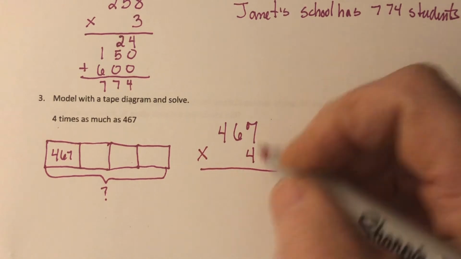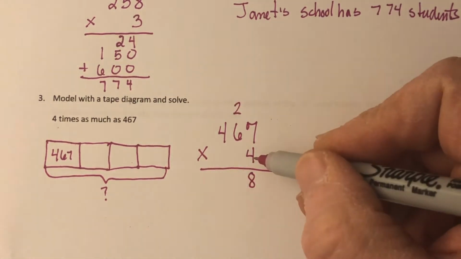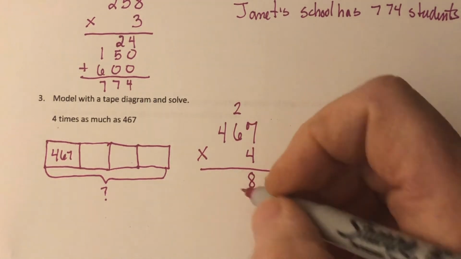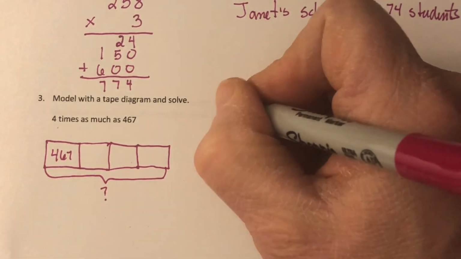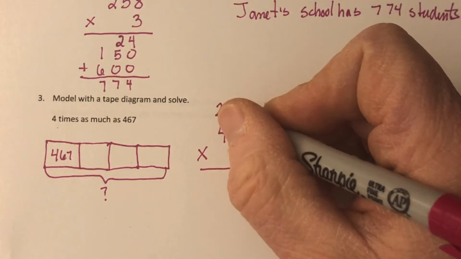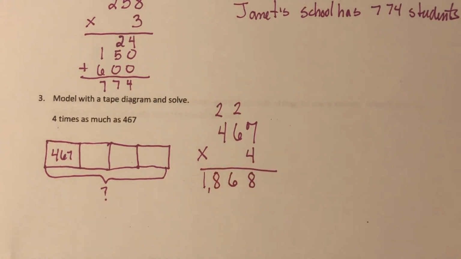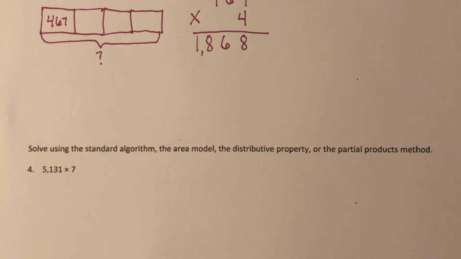So 4 times 7 is 28. Put down the 8, carry the 2. 4 times 6 is 24, plus 2 is 26. 4 times 4 is 16, plus 2 is 18. I got 1,868. And notice I don't have to write out a complete sentence because there's no word problem here. I could just say it that way, okay? So solve using the standard algorithm down here, okay?